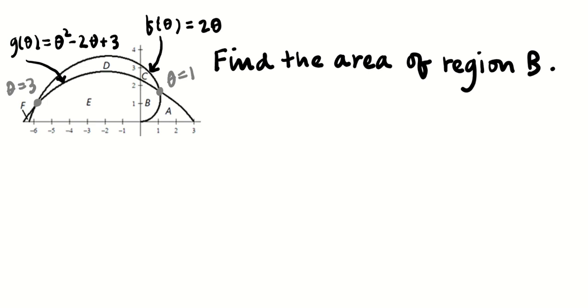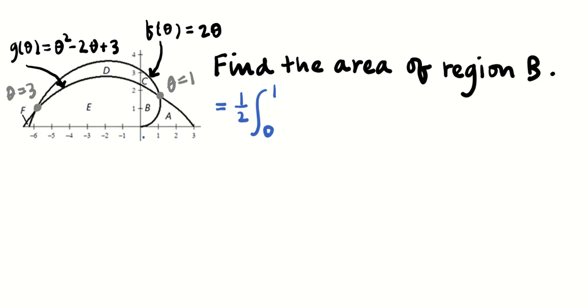For the area of region B, if I reach out from the origin to the edge of B, I'm only ever hitting one curve, right? It's just that the curve I'm hitting switches after theta equals 1. I lost my little point for theta equals 1, but that's all right. For region B, the area is going to be equal to 1/2 of the integral from 0 to 1 of this curve right here, and that's f of theta.